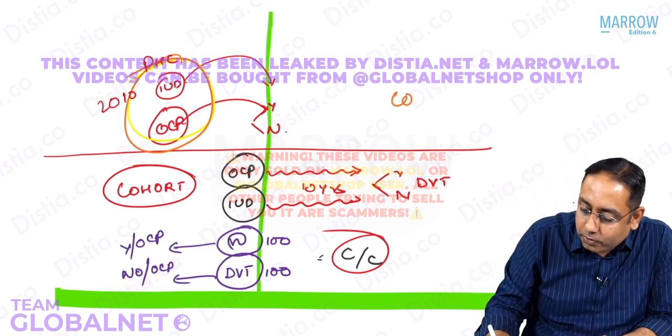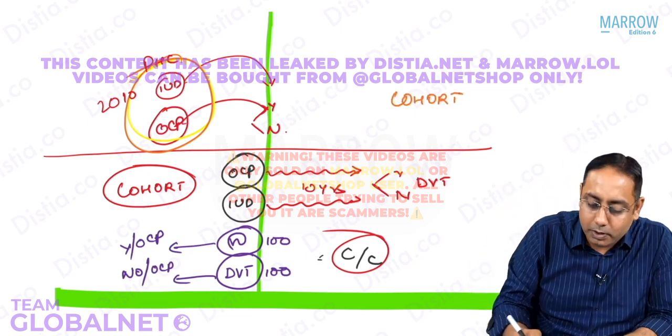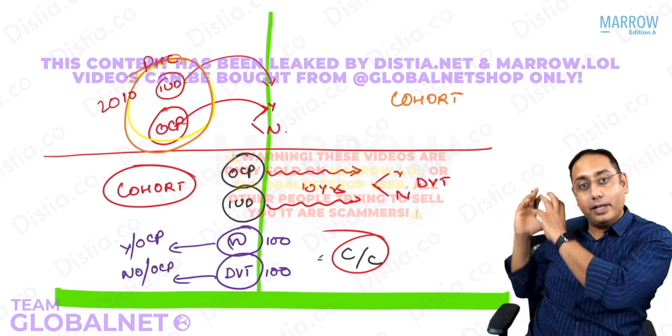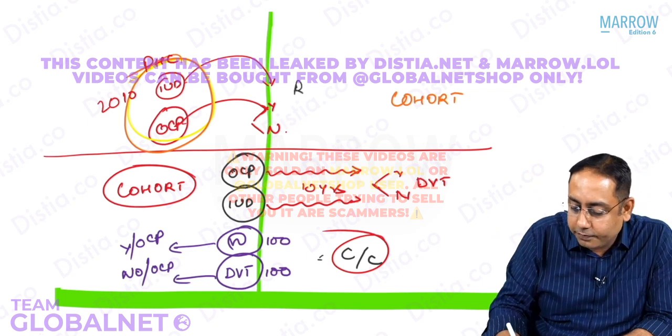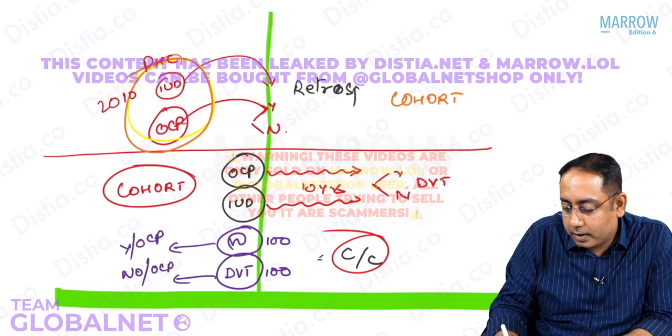So this type is called a cohort study, but it is not a normal cohort, because you went back in time and then picked up your cohorts. So this type of design is called a specific design. It's a retrospective cohort. Retrospective cohort.